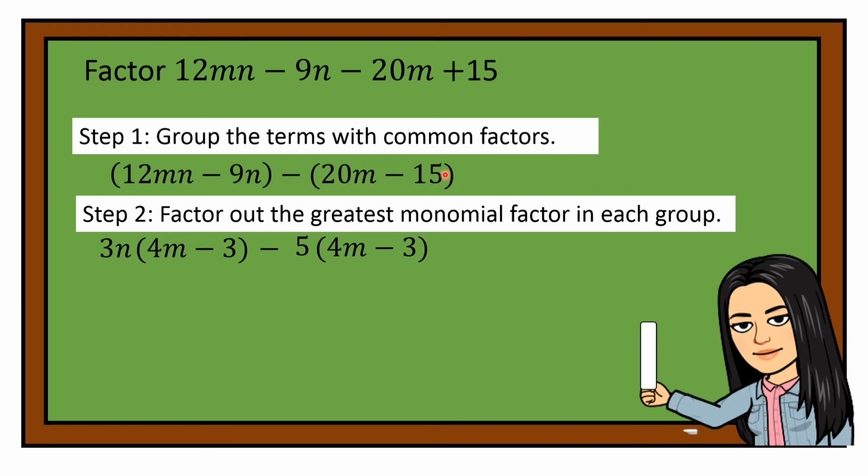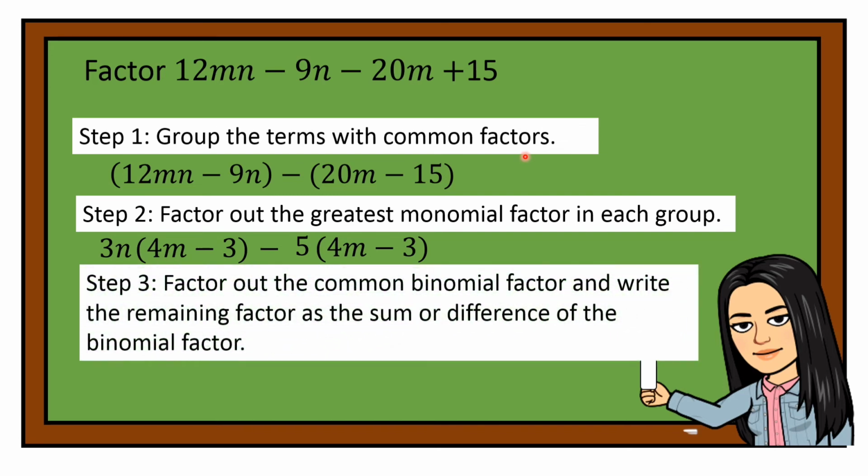So, as you can see, our last term became negative. It is because if we're going to apply the distributive property or the distributive law, this will become positive, since negative times negative would be equal to positive. So, yun pa rin yung ating original sign.